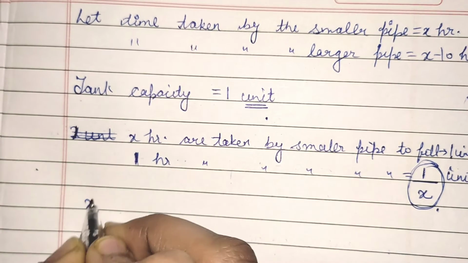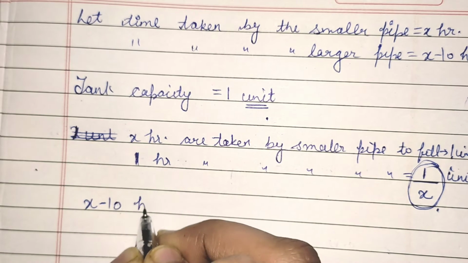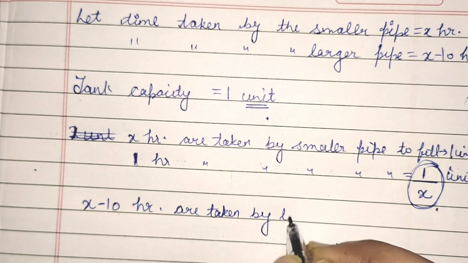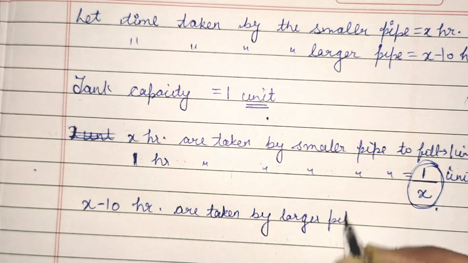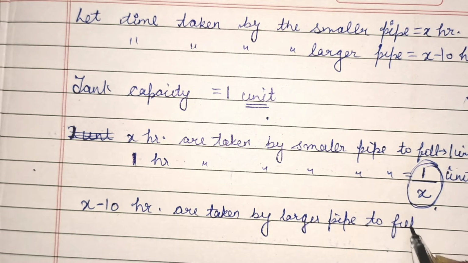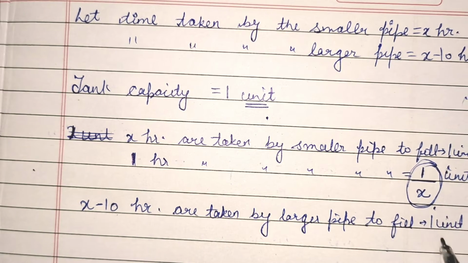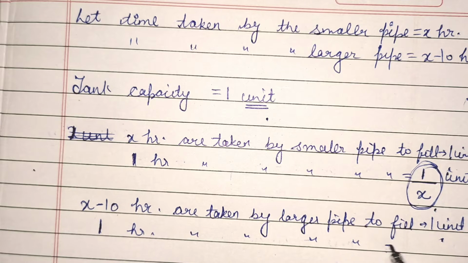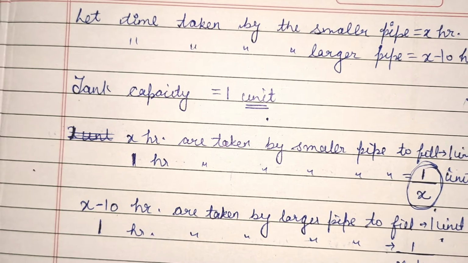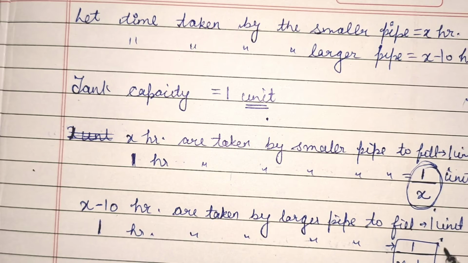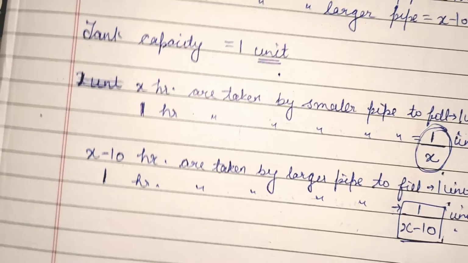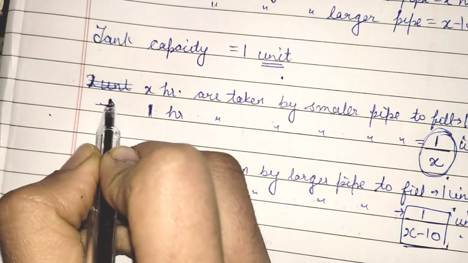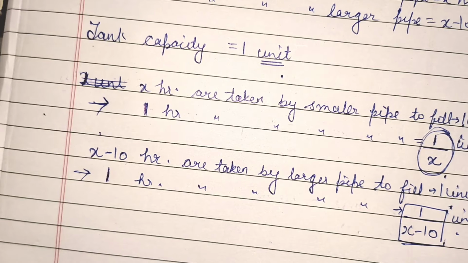Okay, similarly I can write down for my larger pipe also. x minus 10 hours are taken by my larger pipe to fill 1 unit of the complete tank. So in 1 hour how much will it fill? By using the unitary method it will fill 1 upon x minus 10 unit. Okay, understood till now? So we will use these two values to form our quadratic equation.